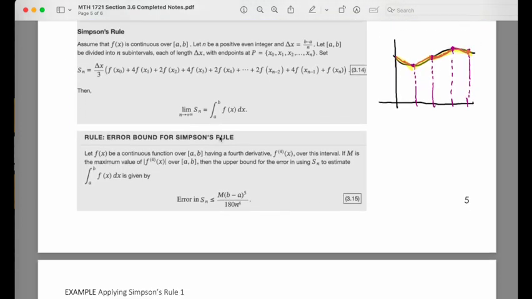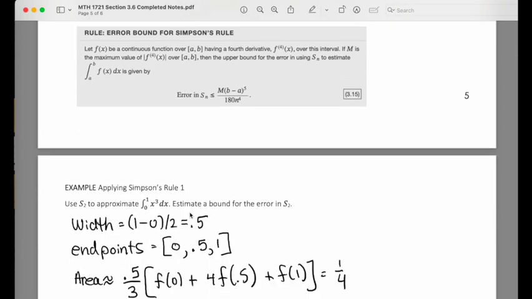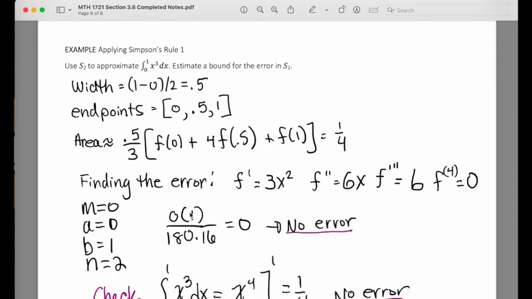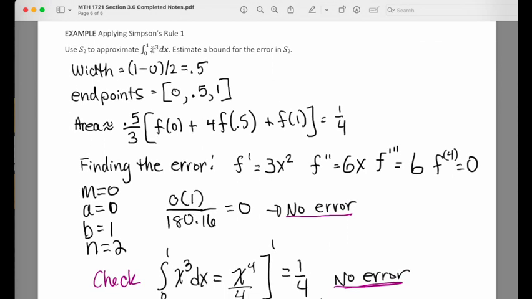What M represents in the error bound formula for Simpson's rule is going to be different from the midpoint rule. Notice in here, M is defined as the maximum value when you take the fourth derivative of the function, find the absolute value, and graph it over the interval from a to b, and find the maximum value on that interval from a to b. So for this one, we actually have to find our fourth derivative to find our value for M.